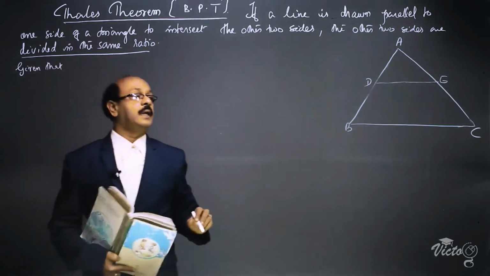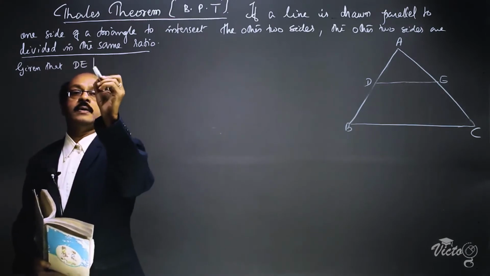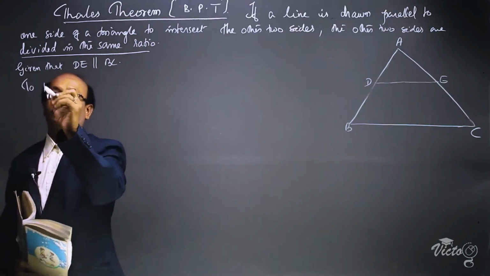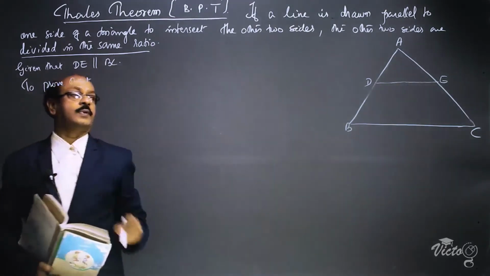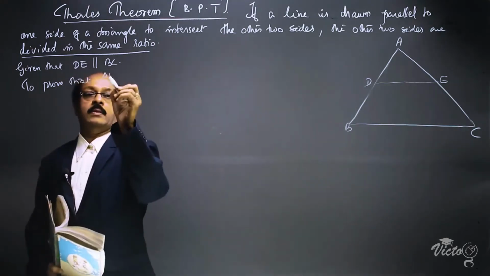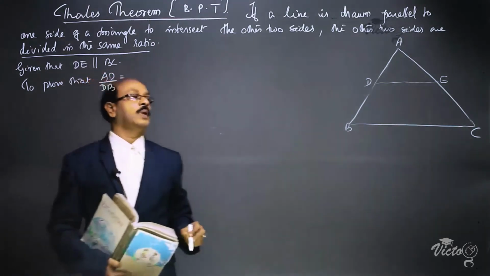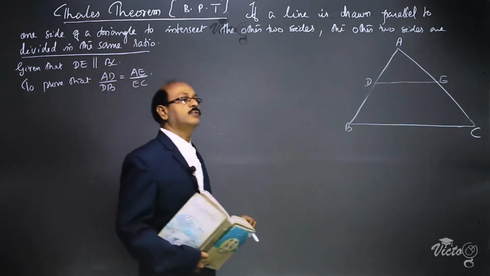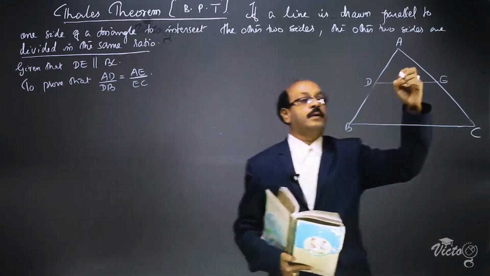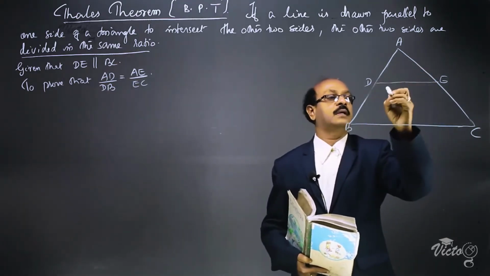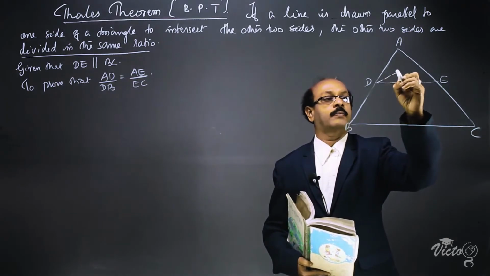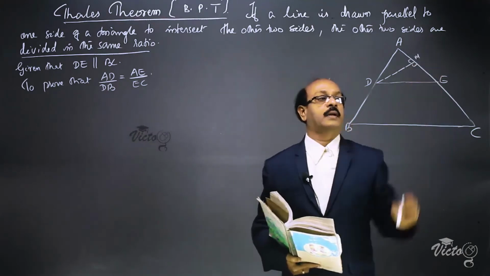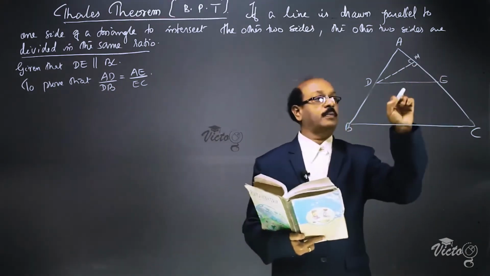Given that DE is parallel to BC. We have to prove that AD by DB is equal to AE by EC. For that, we have to do some constructions. That means, draw a perpendicular from D to the side AC. The perpendicular foot is M. And draw a perpendicular from E to the side AB.